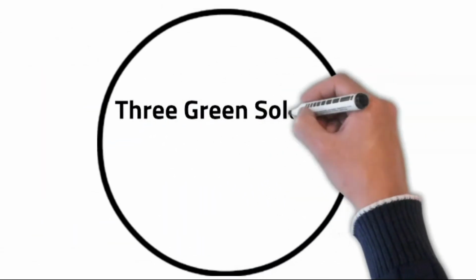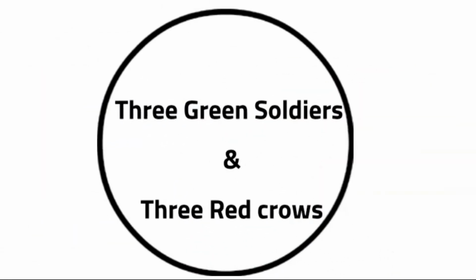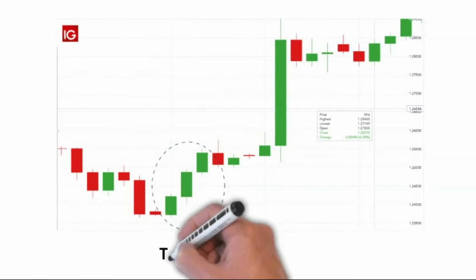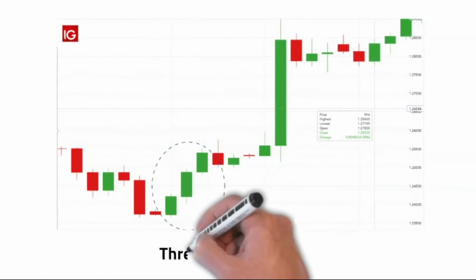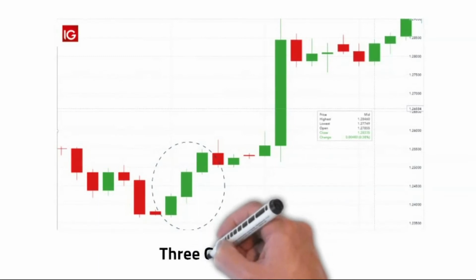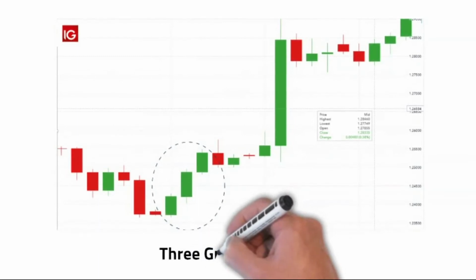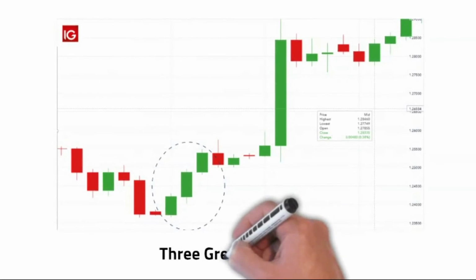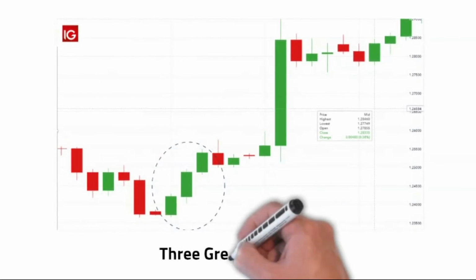Let's take a look at 3 green soldiers and 3 red crows. The 3 green soldiers pattern is formed when 3 long bullish candles follow a downtrend, signaling a trend reversal has occurred. This type of triple candlestick pattern is considered as one of the most important bullish signals, especially when it occurs after an extended downtrend and a short period of consolidation. The first of the 3 soldiers is called the reversal candle.